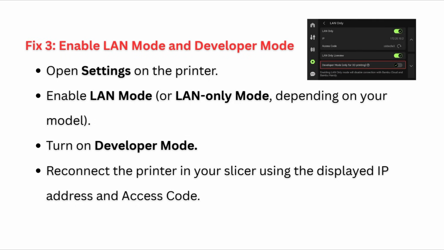Fix 3. Enable LAN mode and developer mode. Open settings on the printer. Now enable LAN mode or LAN only mode depending on your model. Turn on developer mode and reconnect the printer in your slicer using the displayed IP address and access code.